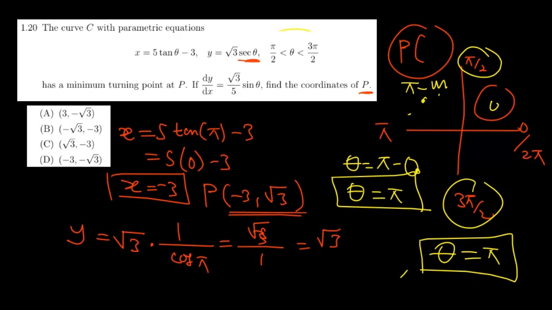So which one do you pick now? Okay, which one do we pick? Okay, so cos pi is minus 1. So I made a mistake here. This will be minus 1, so y is minus root 3. So you pick this one, D there. That will be your final answer.